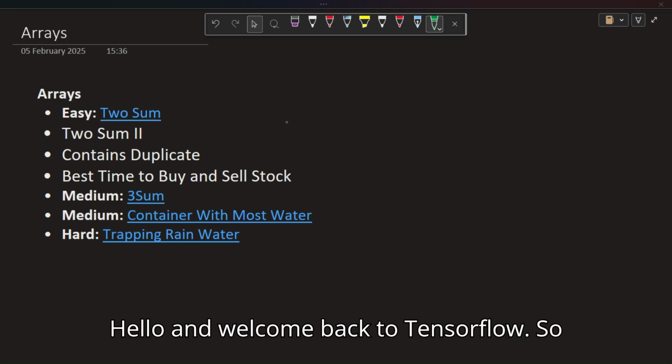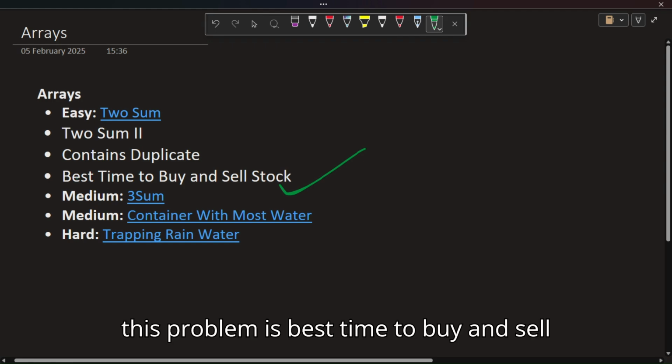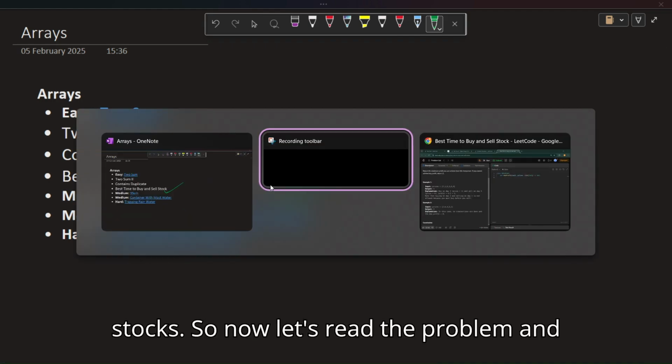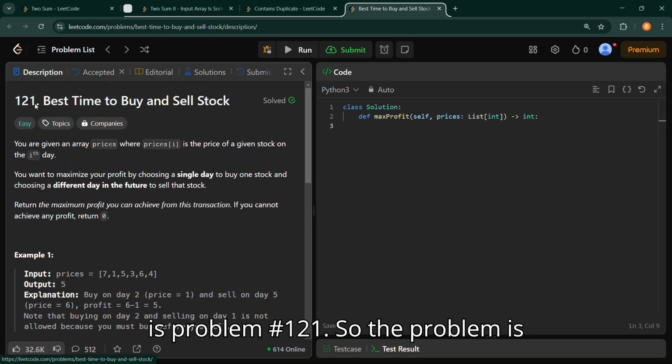Welcome back to TensorFlow. So today we are going to solve another LeetCode problem on the topic arrays. This problem is Best Time to Buy and Sell Stock. Now let's read the problem and understand the problem statement. This is problem number 121.